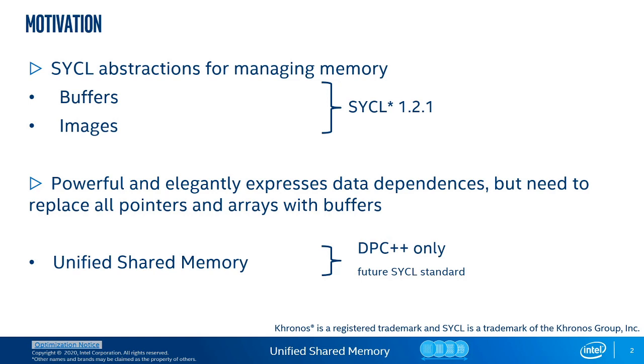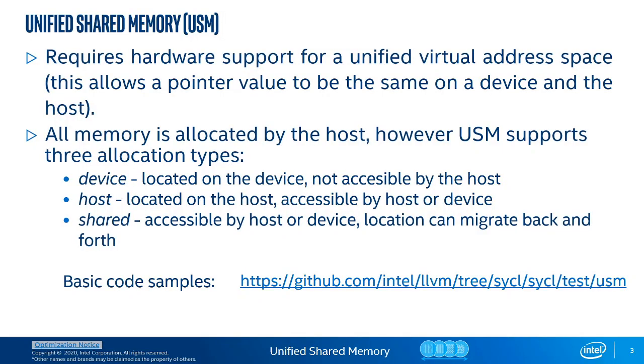It is a pointer-based approach that should be familiar to C++ programmers using malloc or new for memory allocation. It provides much easier integration with existing C++ code, since with USM we still operate with pointers and have a desired level of control. Let's talk about USM in more detail. USM requires a device that supports a unified virtual address space. It means that any pointer value returned by a USM allocation function on the host will be a valid pointer on the device. It is not required to map a pointer on the host to a device version.